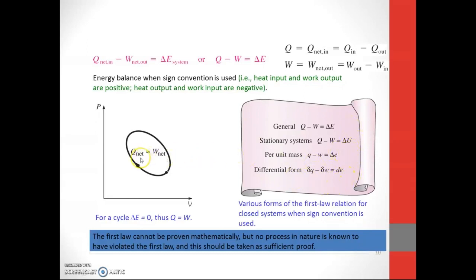In this case, for a cycle, delta E is equal to 0. Therefore, Q equals work. So if delta E equals Q minus work, and delta E equals 0, then Q equals work, because it is in a cycle. So the first law cannot be proven mathematically, but no process in nature is known to have violated the first law, and this should be taken as sufficient proof.